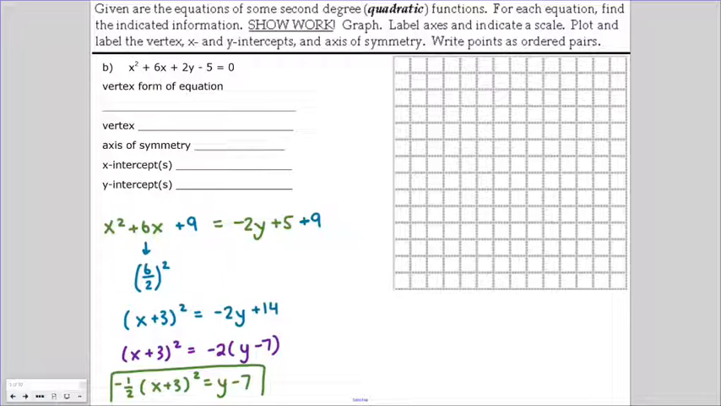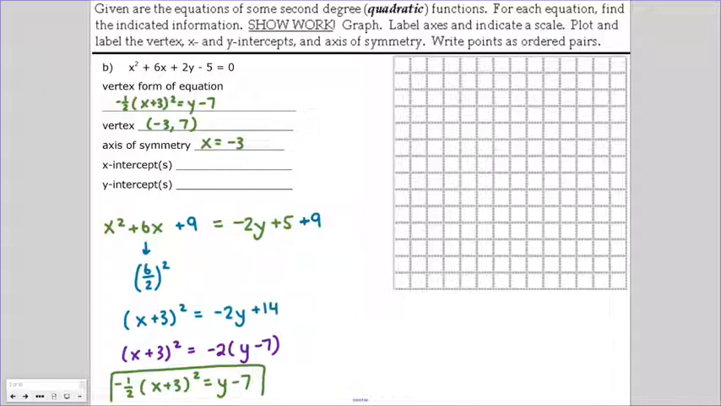So we're going to write that up here on the line for vertex form: negative 1/2 times (x plus 3) squared, and that's equal to y minus 7. And then to identify that vertex (h, k) again, we take the opposite sign of both. So negative 3, positive 7 is our vertex here. The axis of symmetry is always the vertical line x is equal to the x-coordinate of our vertex.